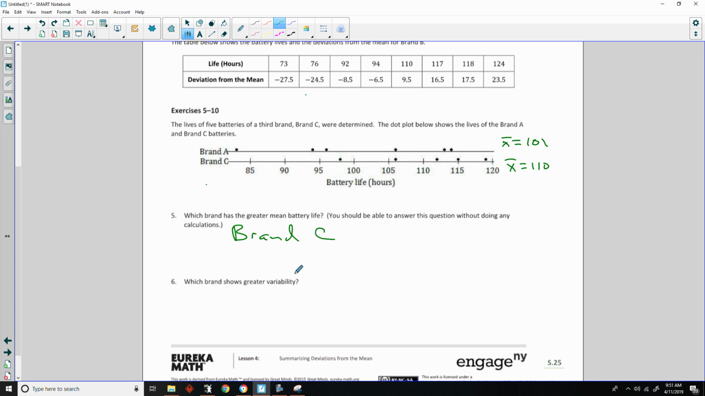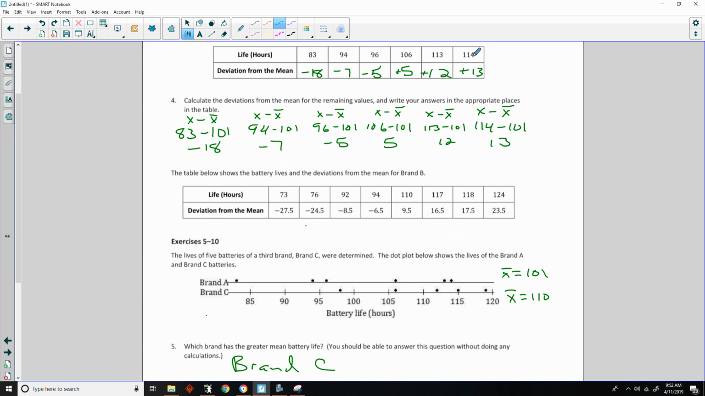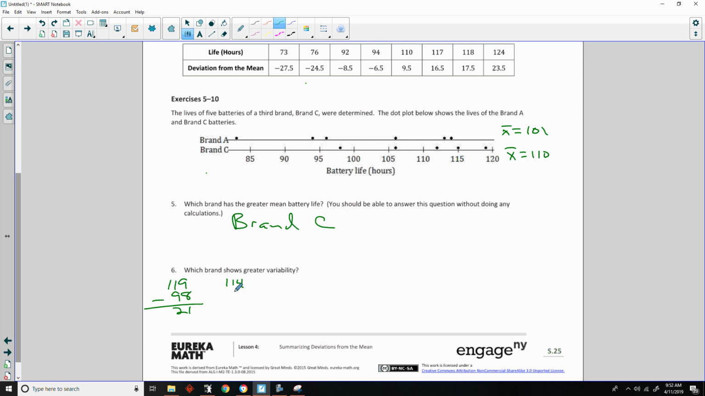Okay. Which brand shows greater variability? Well, brand C. The variability for brand C, I'm doing the range, is 119 minus 98, and that is a difference of 21. Brand A goes from 114 to 83, so 114 minus 83. This is C, this is A. And 4 minus 3 is 1, and 31. So, which shows a greater variability? Brand A.